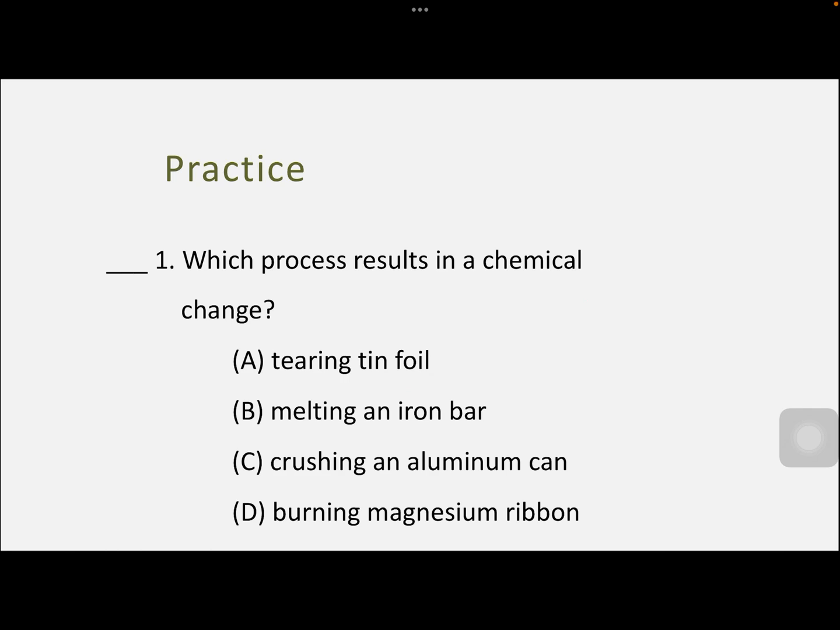This is a multiple choice question. This was a Regents question. Which process results in a chemical change? So a chemical change, we want to think about words that indicate we're changing into a completely new substance. Okay, so am I tearing tin foil apart, melting an iron bar, crushing an aluminum can, or burning magnesium ribbon?